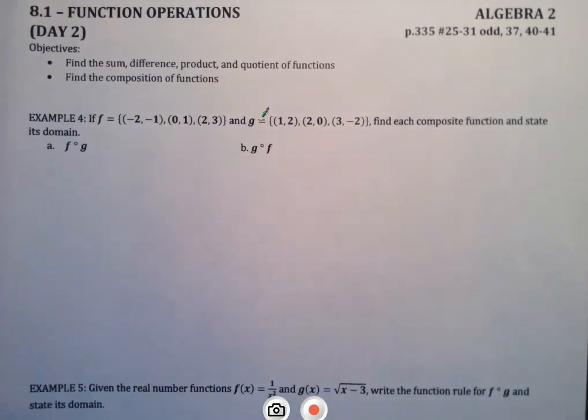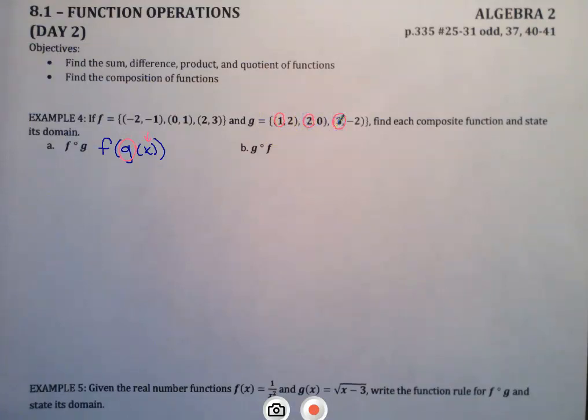Okay, so if we remember, what does f of g mean? F of g of x, right? It is the f of g, that's right, but it's the f of g of x. If we remember, we want the x value that's linked to our g first, the x value that links to all the g. So we're going to do 1, 2, and 3.